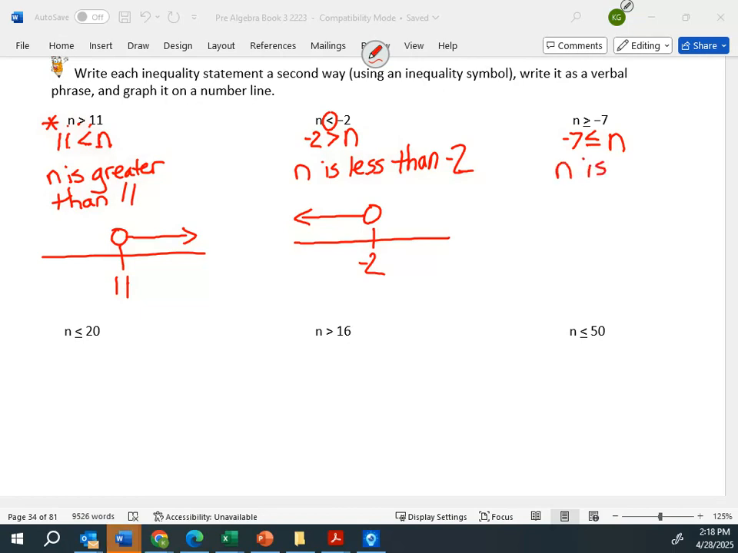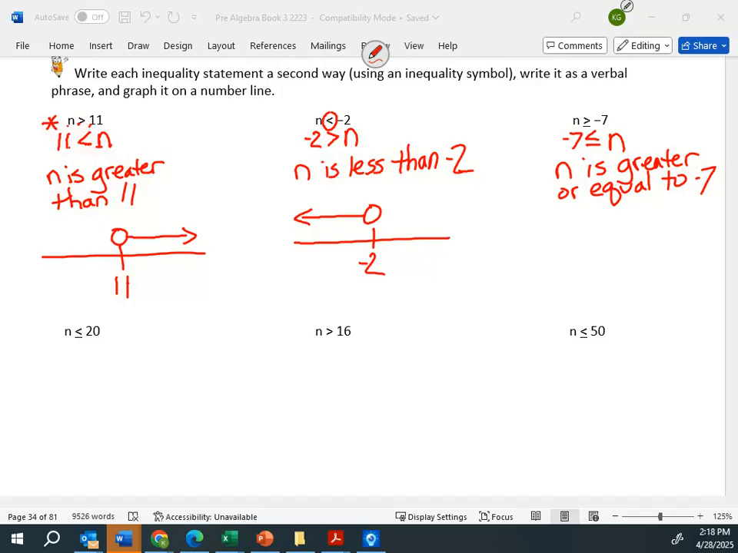N is greater than or equal to. Again, I could use other words. I could say n is at least -7, or n is no less than -7. I could use any of those phrases that fall under the greater than or equal to symbol.